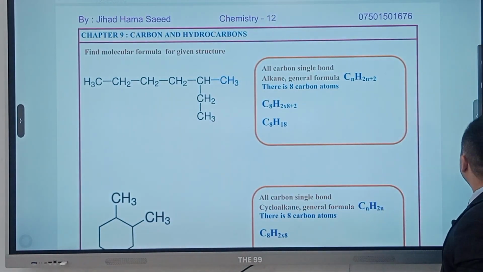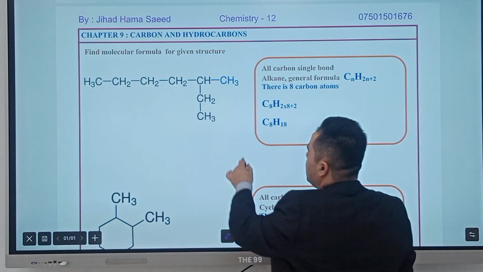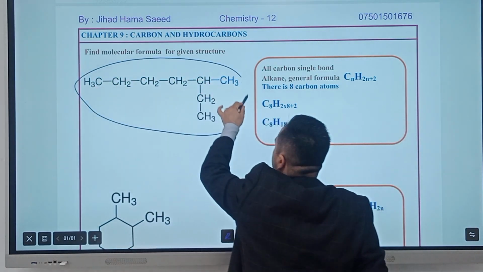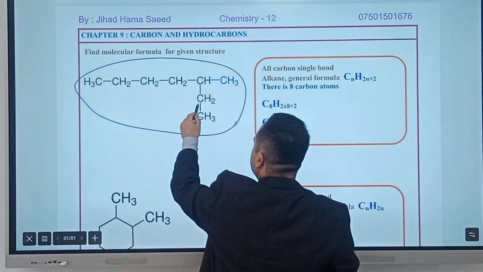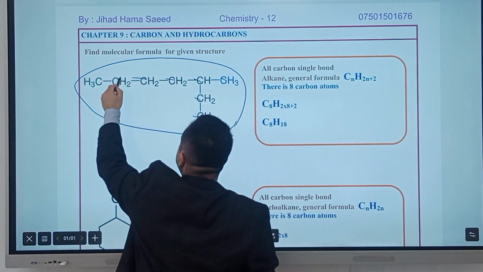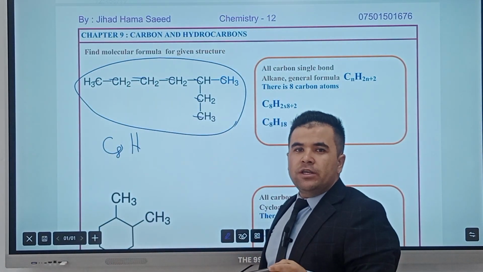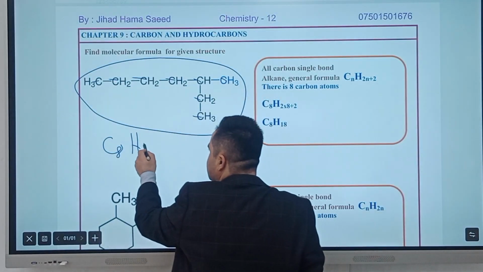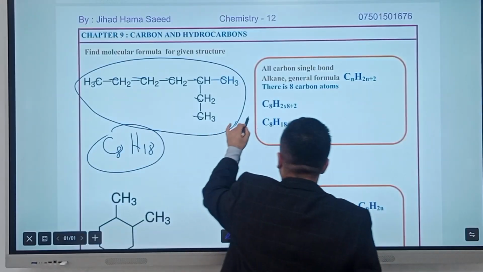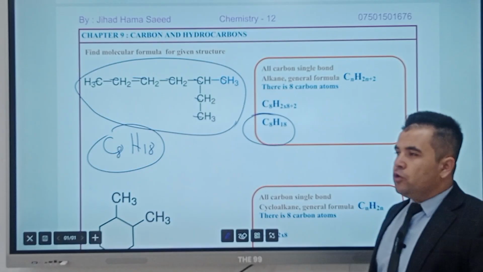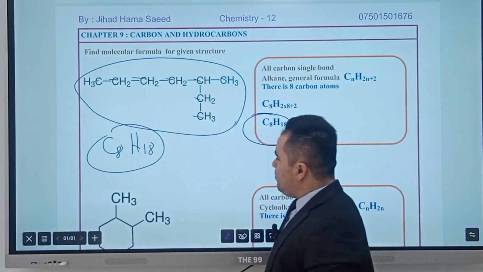More examples, guys, the same. Here we have a saturated hydrocarbon, which is an alkane. Just count the number of carbons: 4, 5, 6, 7, 8. C8, 8 multiplied by 2 is 16, plus 2 is 18. So C8H18 is the molecular formula for that compound.